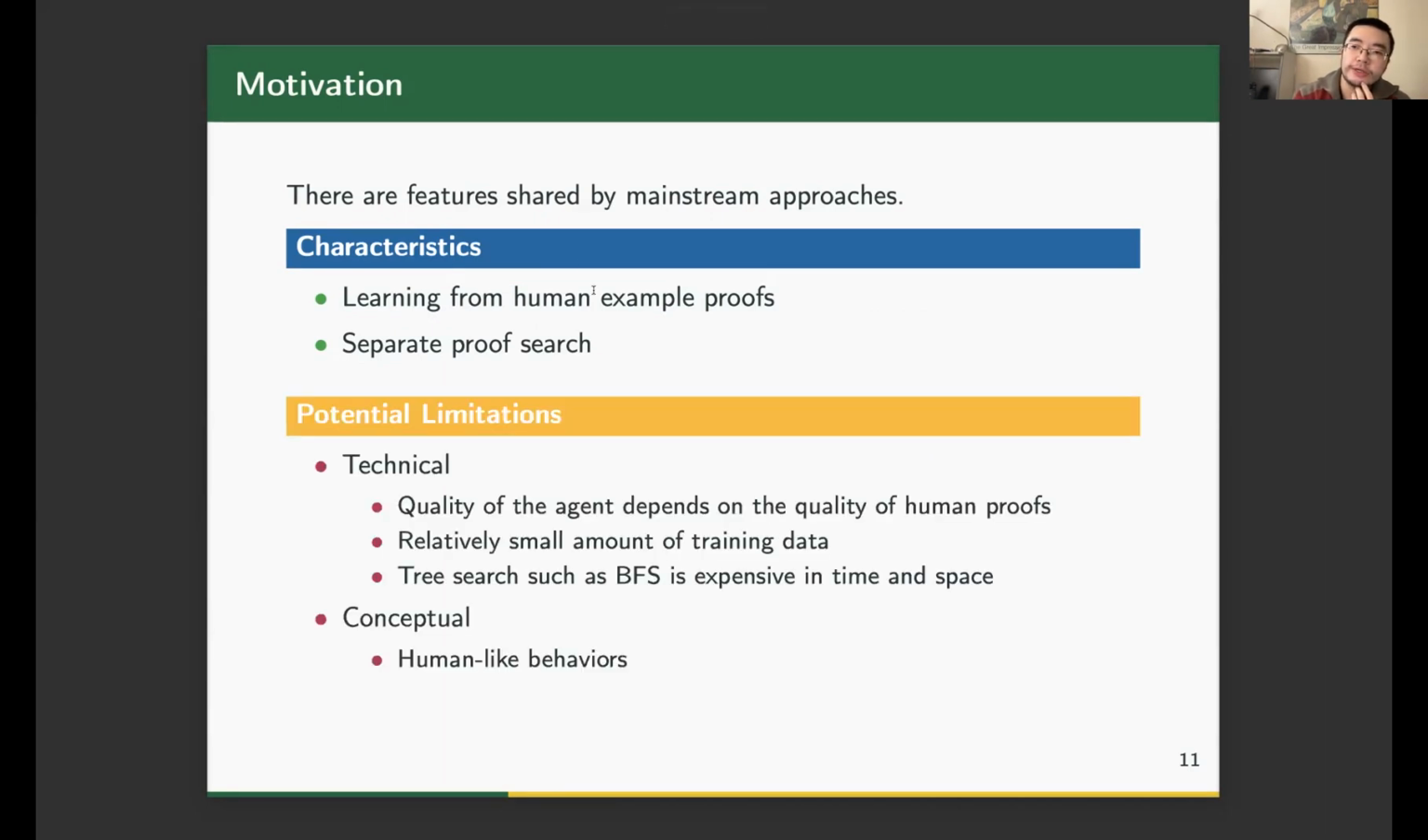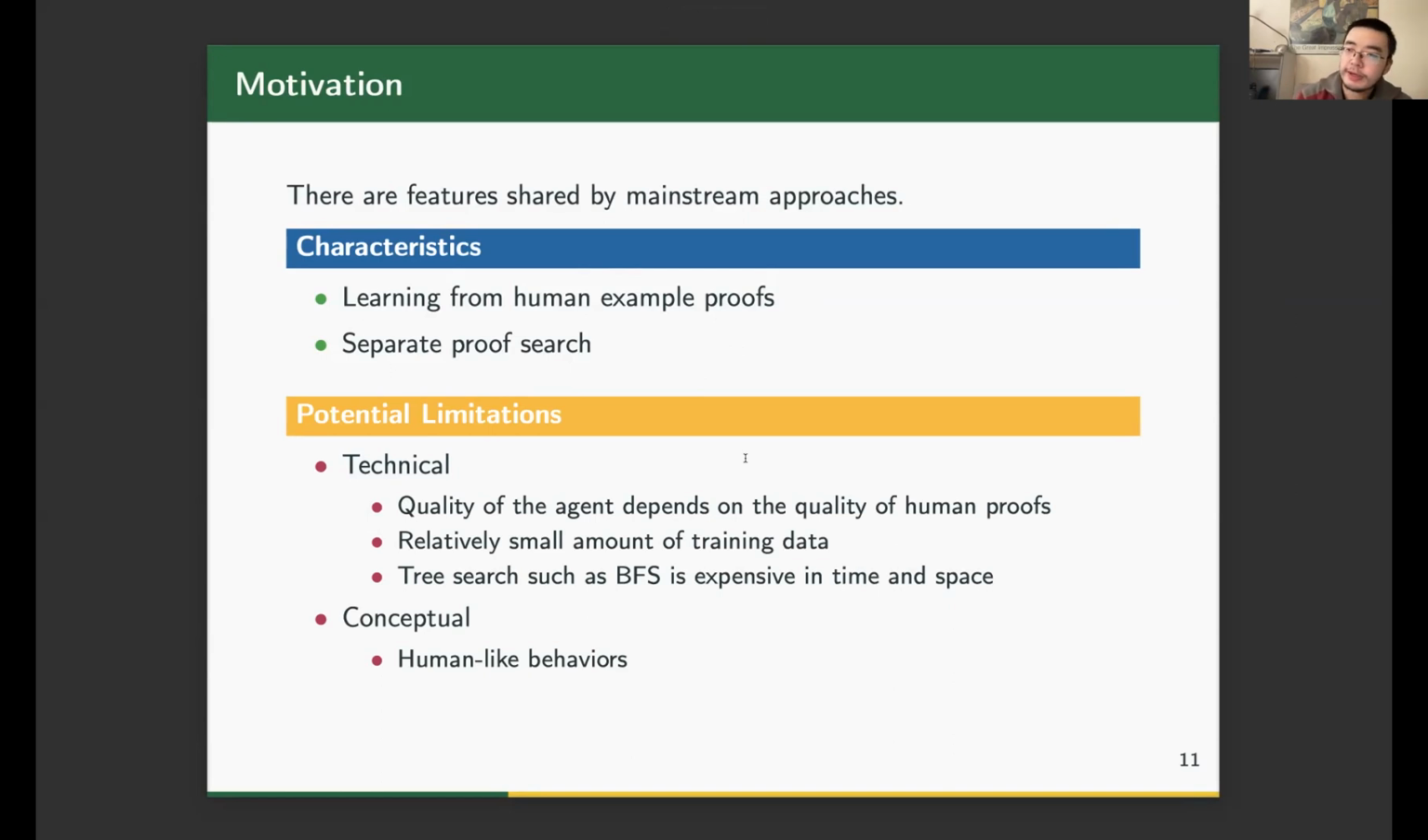And due to these two things, we have potential limitations. The first is technical. If we learn from human example proofs, then the quality of the agent, the quality of your automation, depends on the quality of human proofs in the library.